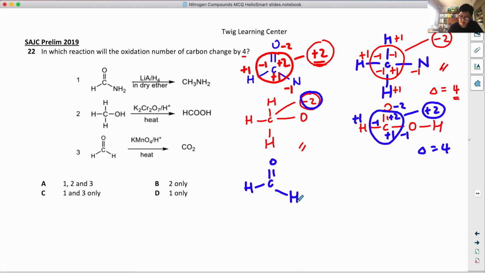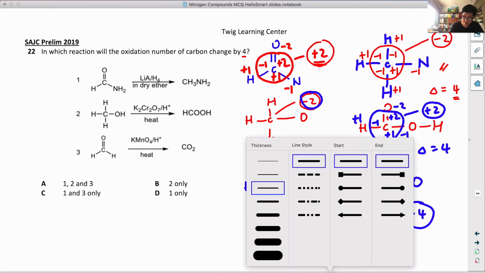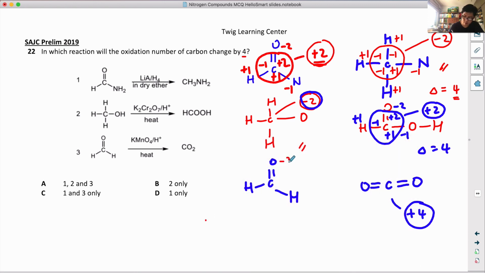This one is quite easy. Carbon dioxide, right? I think you can tell carbon here is already +4. You see it's +4. So let's do the last part here. So -2 +2. Carbon is -1 +1, -1 +1. You sum up, and it's actually 0. So 0 to +4, the change is also 4. Which means actually all of them are true, A. So all of them are true.